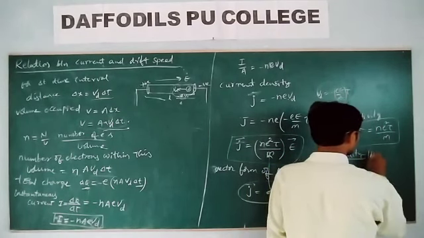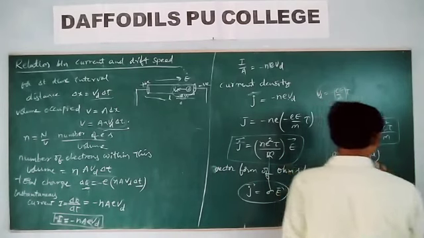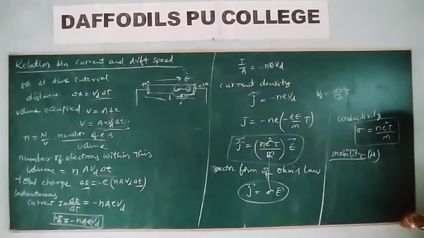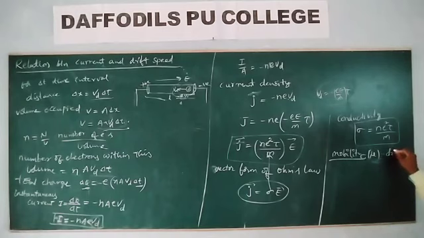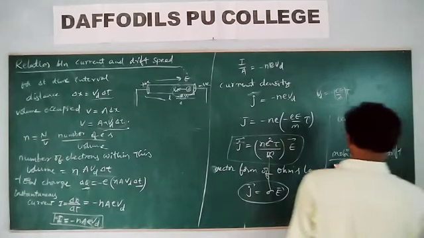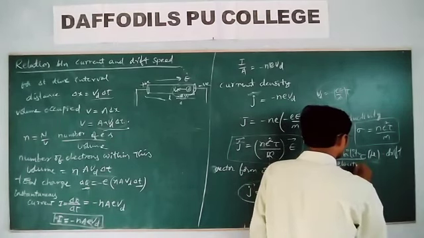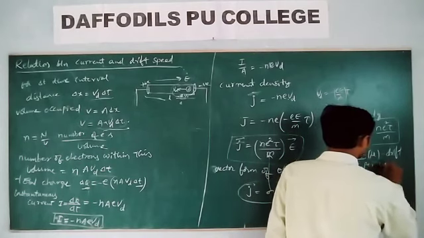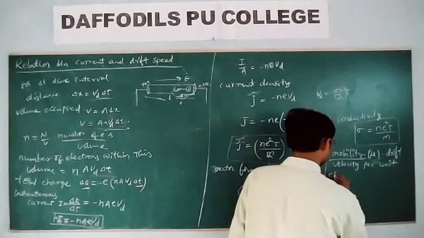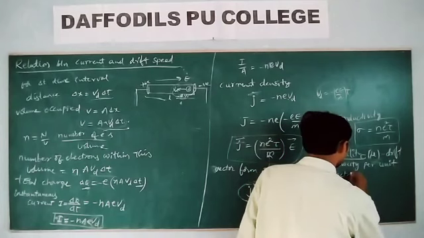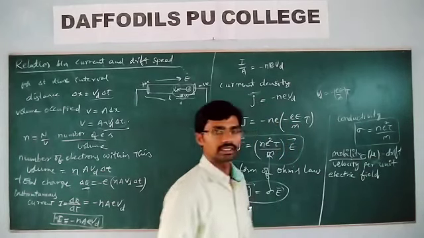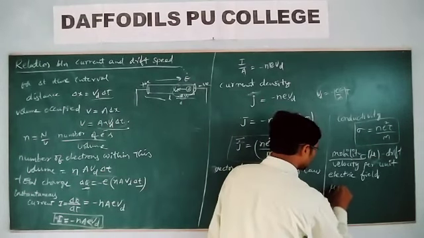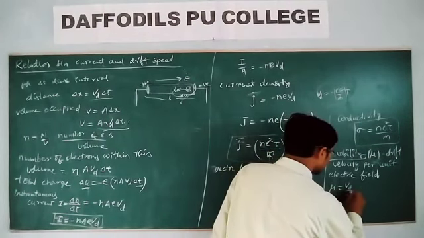What is the mobility of the charge carriers? Mobility, the symbol we have taken is mu. What do you mean by the mobility? Mobility is nothing but the drift velocity per unit electric field. Drift velocity per unit electric field is called mobility. So let me write here mu is equal to VD by E.